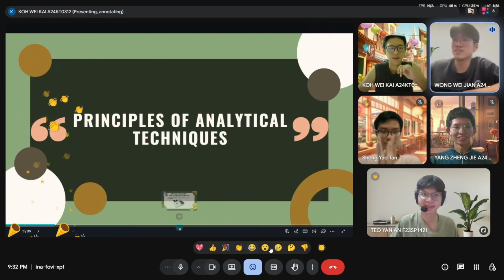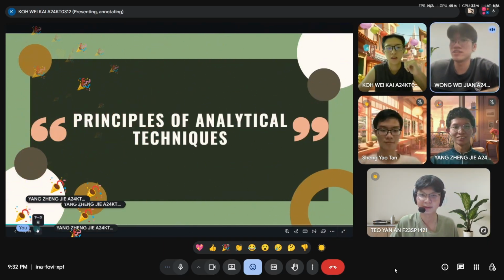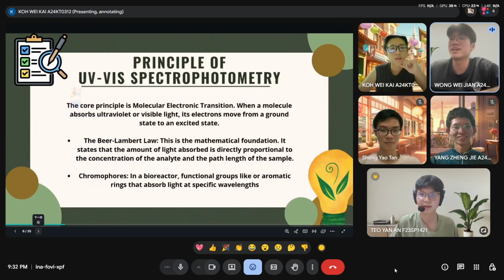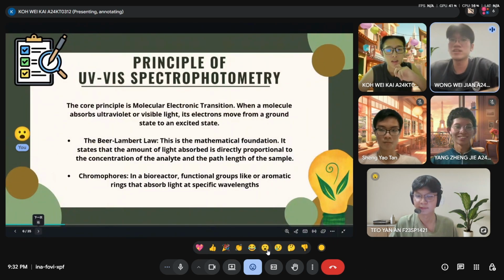Okay, we try. For this topic, we focus on two techniques, which are UV spectrophotometry and HPLC. First, let's look at UV spectrophotometry. The principle here is the Beer-Lambert law. When we shine a beam of light through the bioreactor sample, the molecules, specifically those with a chromophore, absorb energy. By measuring exactly how much light is lost as it passes through the sample, we can instantly calculate the concentration. It is the fastest way to get a pulse on the biomass density inside the tank.